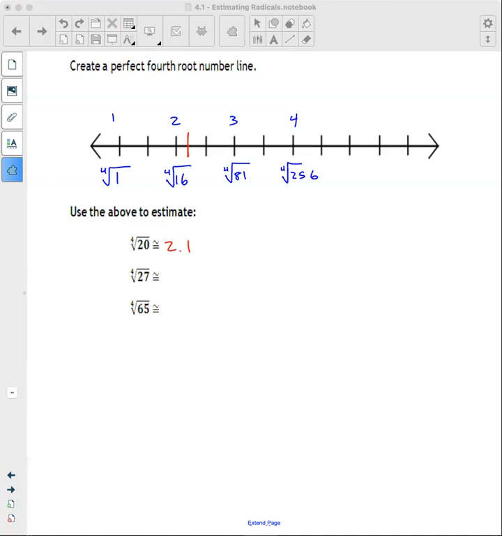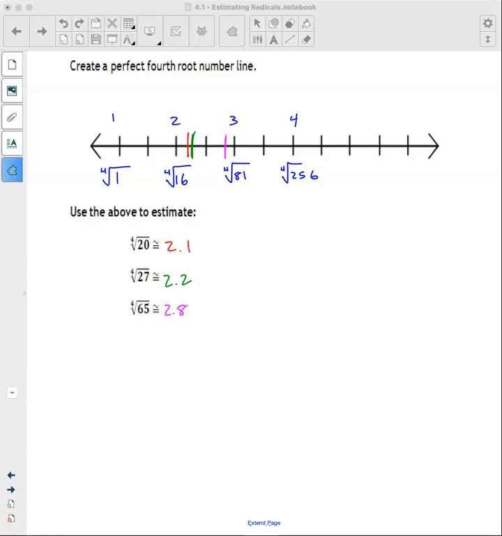Cube root of 27. Again, much closer to 16 than it is to 81. Not as close as 4th root of 20 though, so I'm going to say that's about there. Let's go for about 2.2. Okay, the 4th root of 65. That one is much closer to the 4th root of 81 than the 4th root of 16. So let's say that one is approximately 2.8.